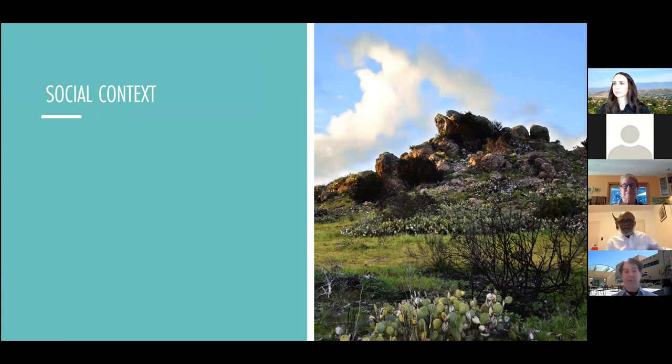And so what we want to do is really bring everyone onto the same page with these conversations and think about how we can incorporate these concepts into the general plan, which, as you all know, is the city's constitution and guiding document.